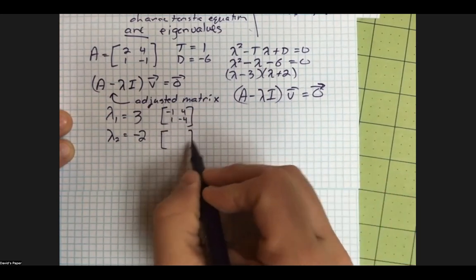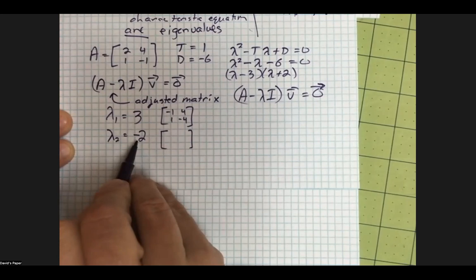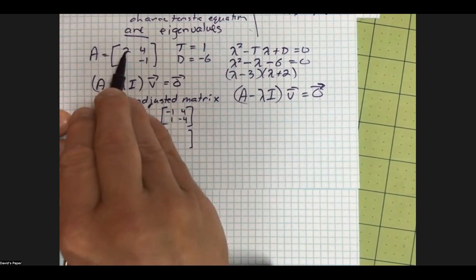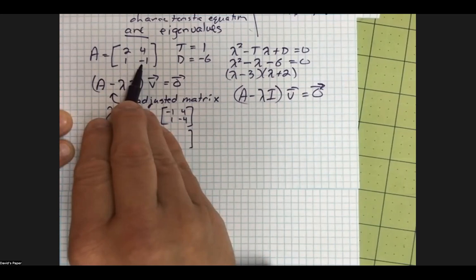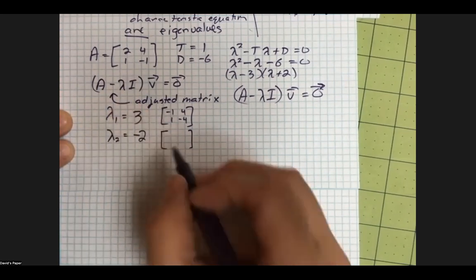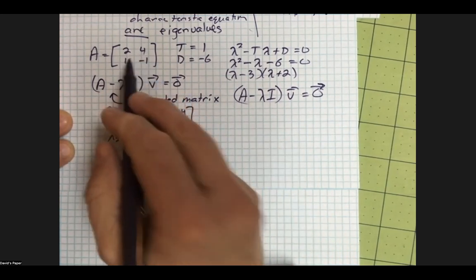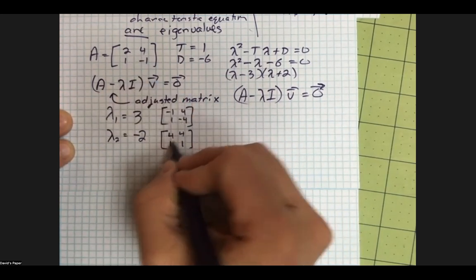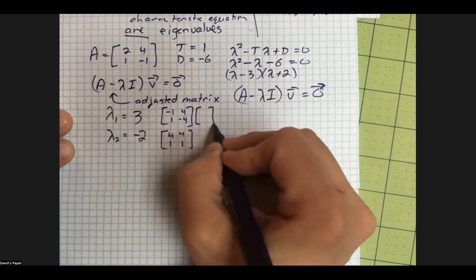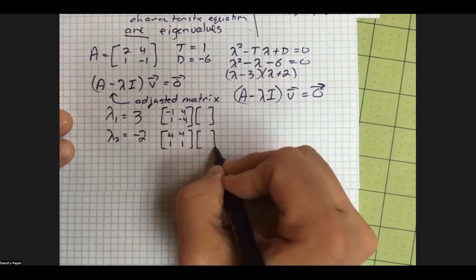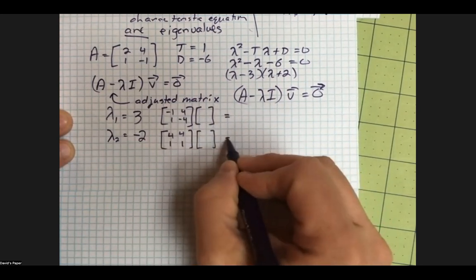Let's subtract minus two on the main diagonal. Now remember, I said subtract minus two. So this becomes four, two minus negative two. This becomes one, negative one minus negative two. This becomes four and one. These two numbers are unchanged. But now I want you to solve a matrix equation for me.